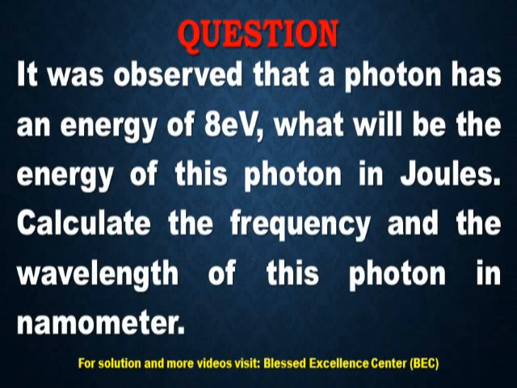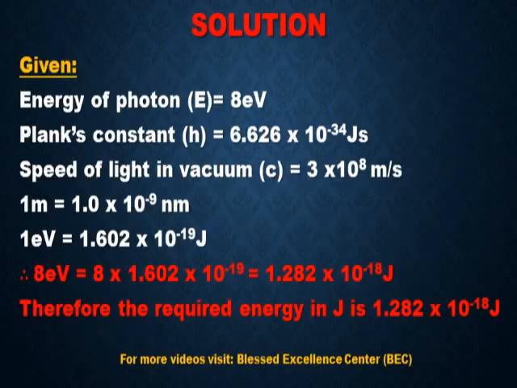Here we have a question. It was observed that a photon has an energy of 8 electron volts. What will be the energy of this photon in joules? Calculate the frequency and the wavelength of this photon in nanometer. Now let's see how to tackle this question.